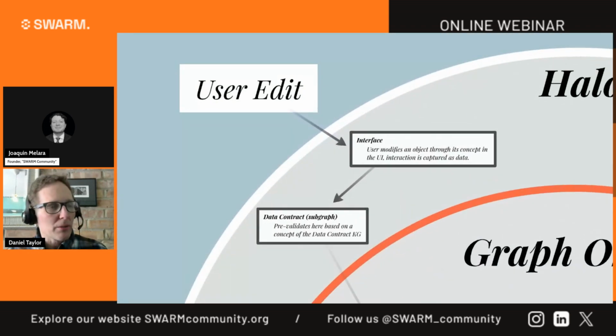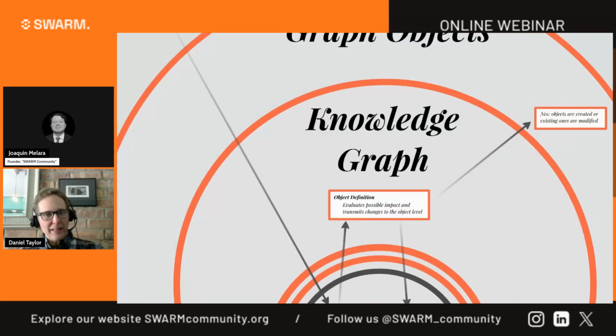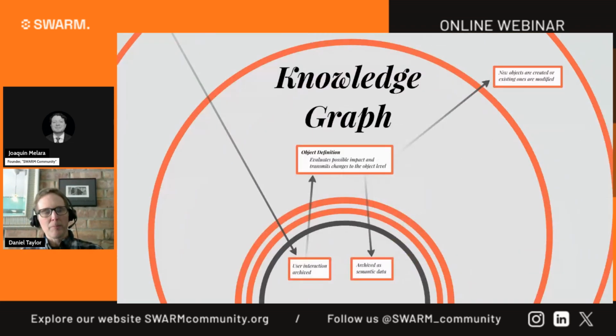In the case of a user operating in an interface at the level of the halo, someone who opens a form to change the name on a record, that information will again be bumped against the same data contract subgraph to make sure it's valid even before it's submitted and saved. If it passes that, again, it's written into the core as data, the raw version. It's pushed through the definition of the object that it affects, where it's interpreted as semantic data and saved, and then also rendered out in the world as a change or a new object.